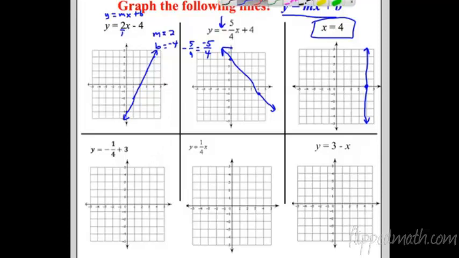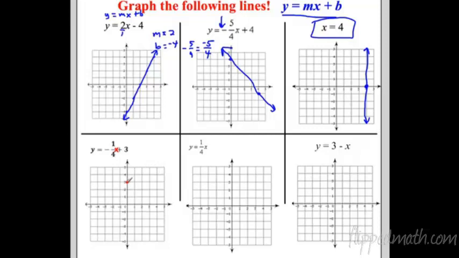Alright, let's go down to the bottom here. I'm going to change colors. How about this one? Where does it start? Well, mx plus b. I forgot the x on this. I'm going to write it in here. I hope it should be on your notes there. Sorry. Negative 1/4 x plus 3. It starts up here at 3.